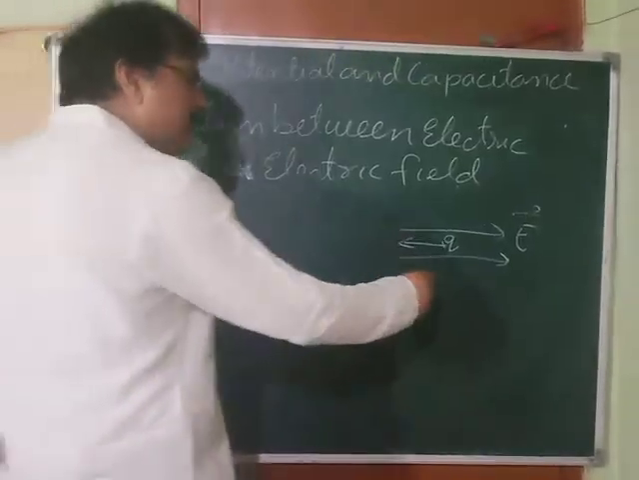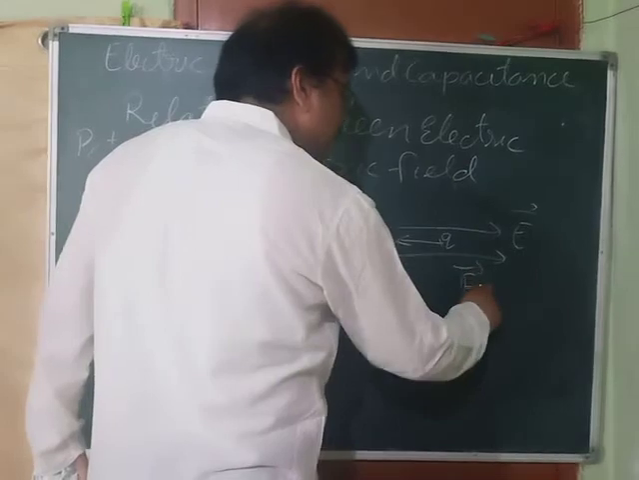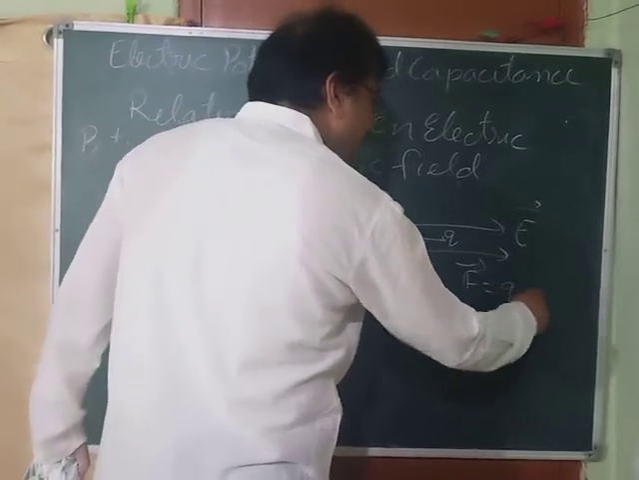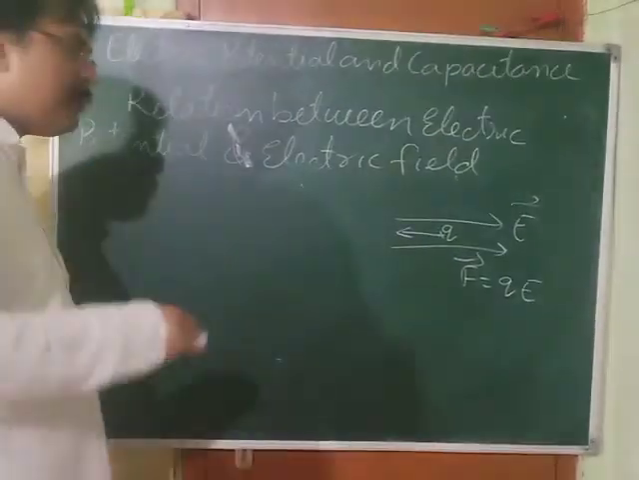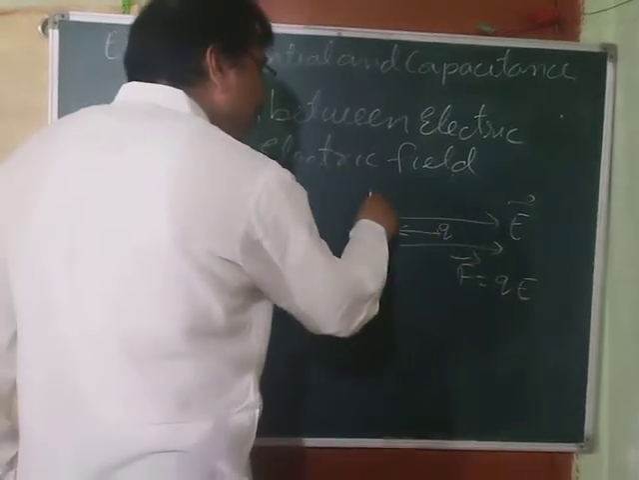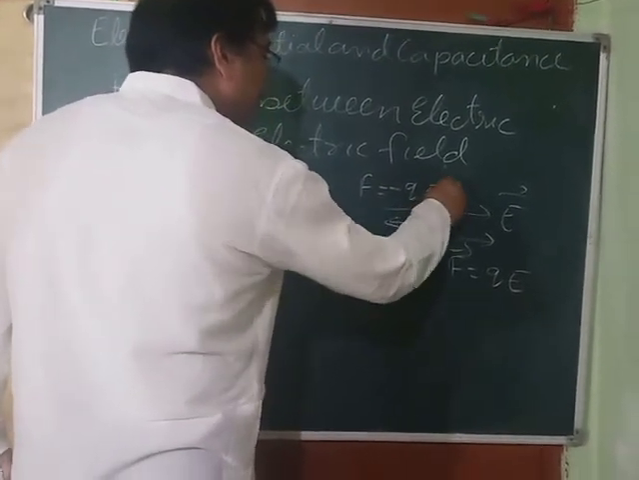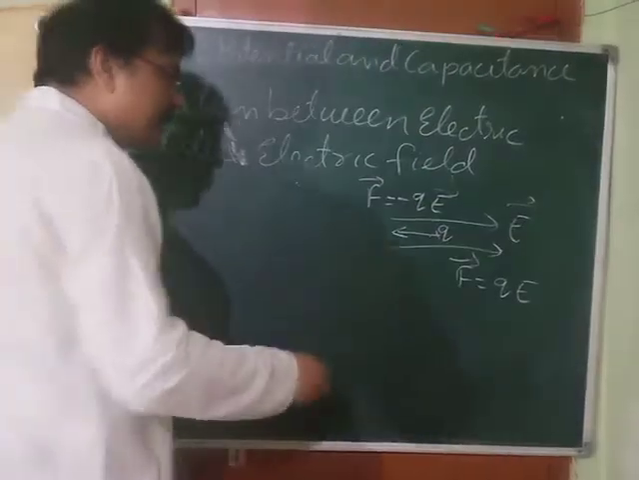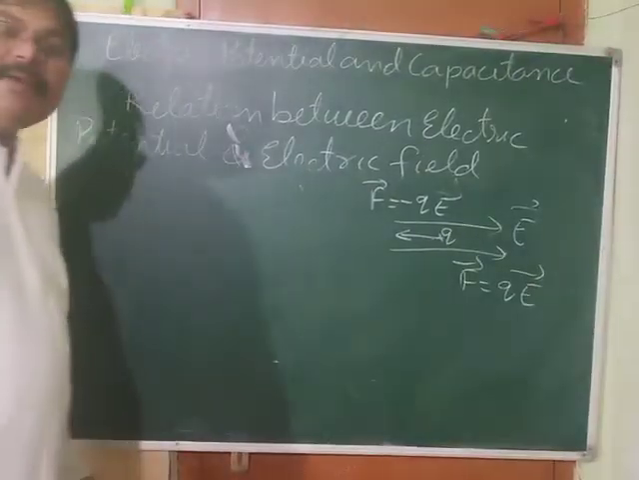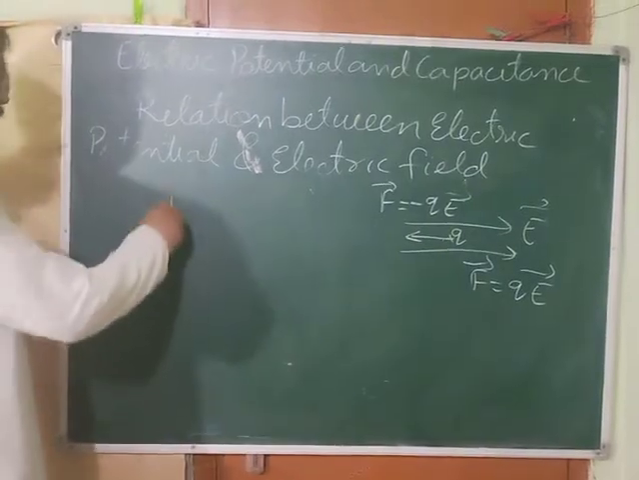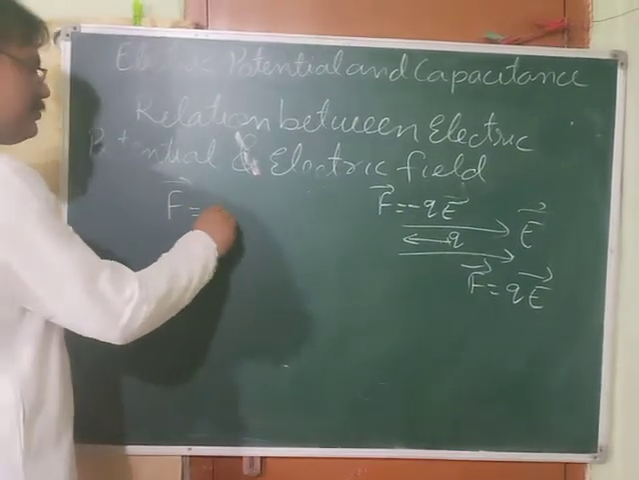How much force this electric field is applying? It is applying F is equals to QE. This much force it is applying. So how much you have to apply? You have to apply a force equal to minus QE. This much force you have to apply. Now, the force you are applying is how much? That is equals to minus QE.